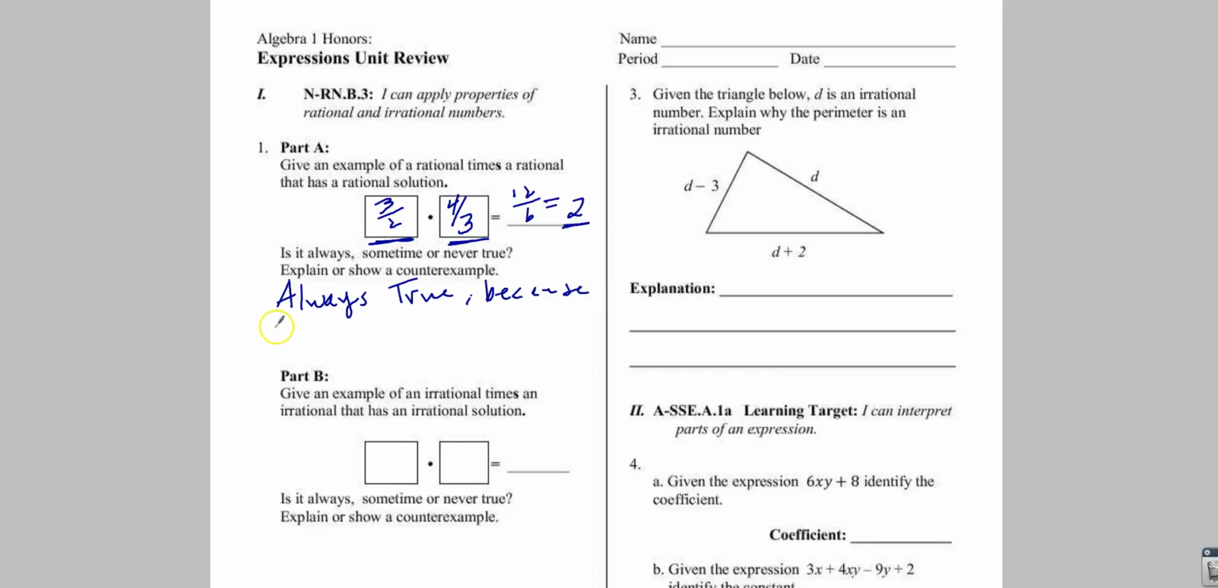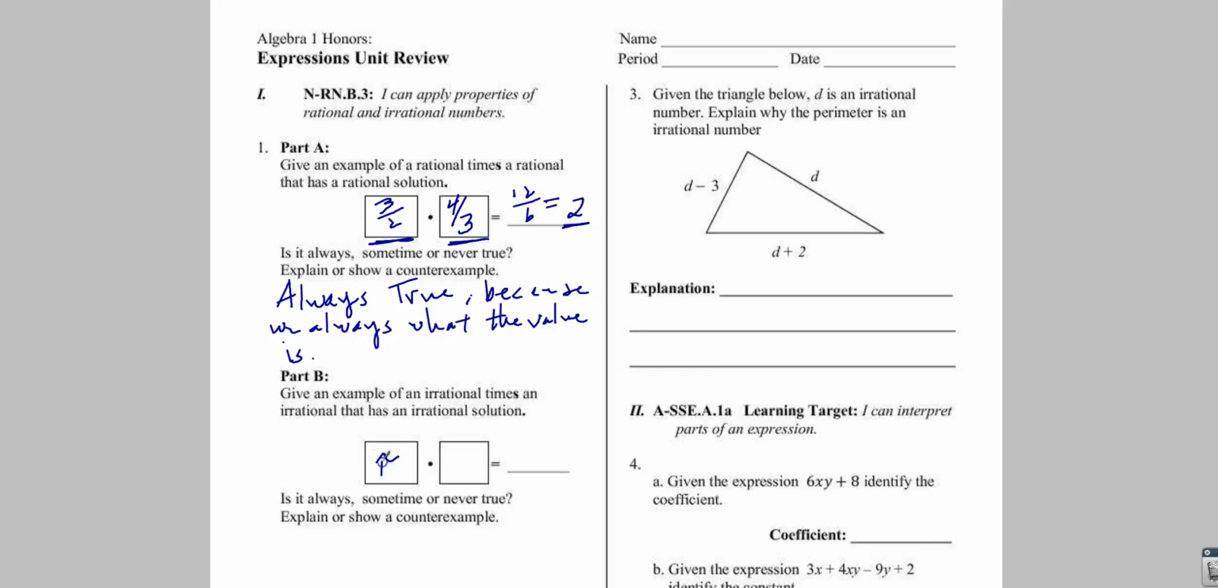We can say because we always know what the value is, would be a good enough explanation. Meaning, I know what the value of 3/2 is, I know what the value of 4/3 is, and I know what the solution is. Give an example of an irrational times an irrational that has an irrational solution. So this time I want something that I don't know, like a square root or pi, multiplied by something else I don't know, and get something that I still don't know.